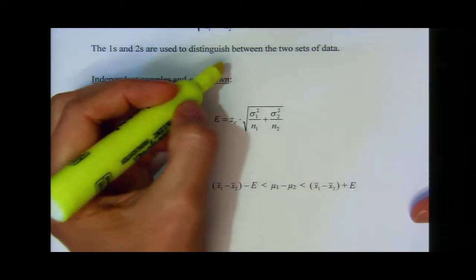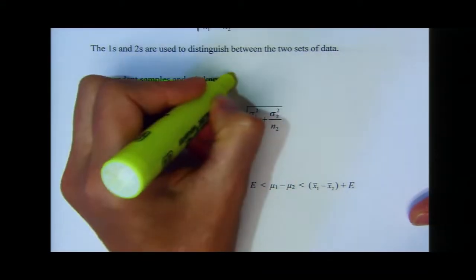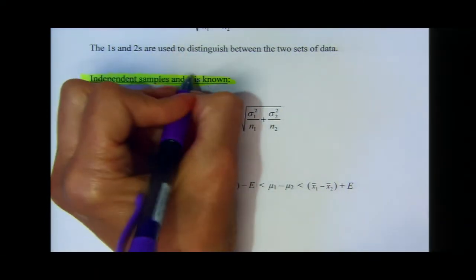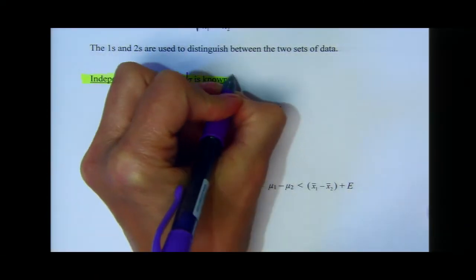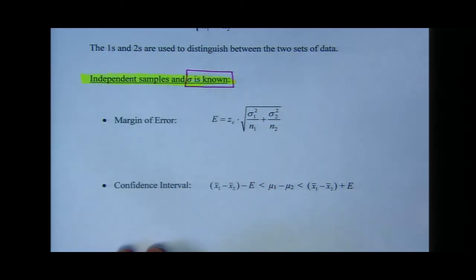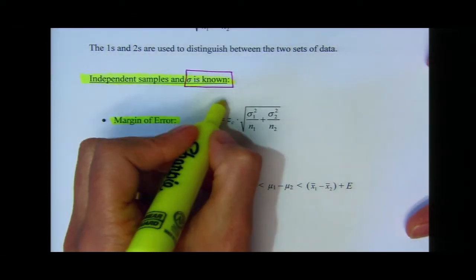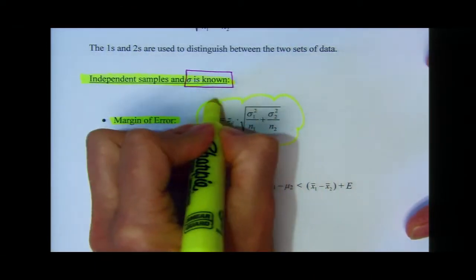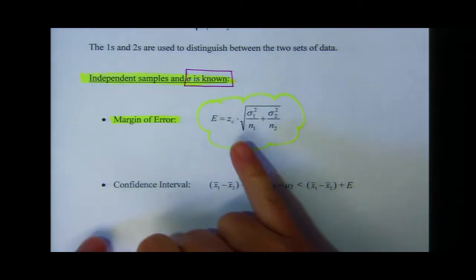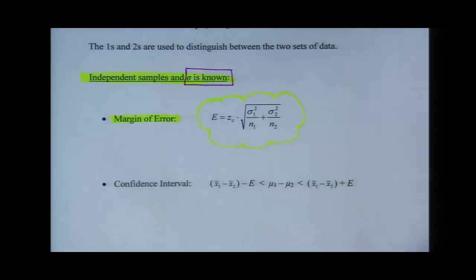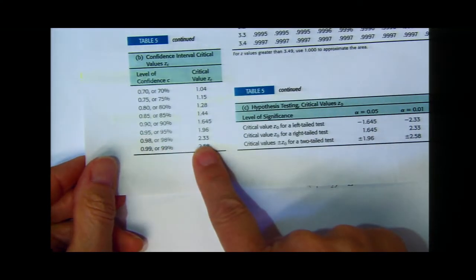And of course, what you have to watch for is whether sigma is known or unknown. So first we're going to look when sigma is known. So when sigma is known, we have our formula for calculating the margin of error. So since sigma is known, we'll use Z sub C. So that means we will use the little table in this corner.